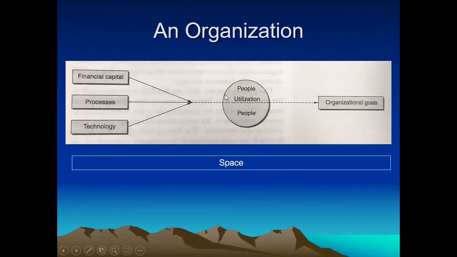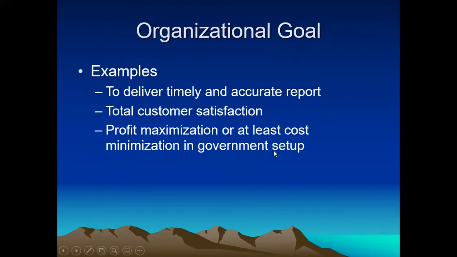This is a schematic diagram of an organization which requires financial capital, process, technology, and the manpower to achieve organizational goals. I have included space in it because space is required for a laboratory. So these are examples of organizational goals of a clinical laboratory. It may be to deliver timely and accurate reports, total customer satisfaction, profit maximization, or at least cost minimization, especially in non-profit setup or government setup.